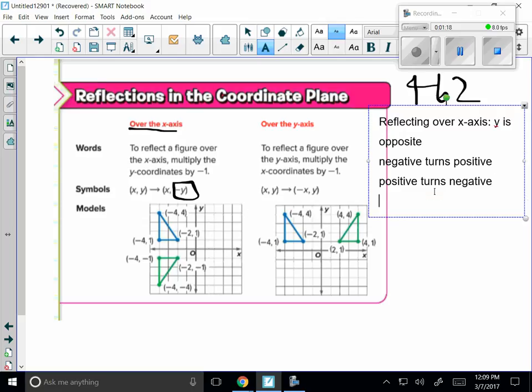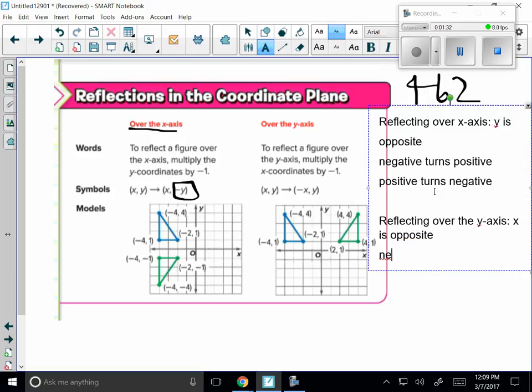Now, on the opposite side, if we are reflecting over the y-axis, your x is opposite. So that means that, same thing again, negative turns positive, positive turns negative. These are things that are going to end up on your cheat sheet.